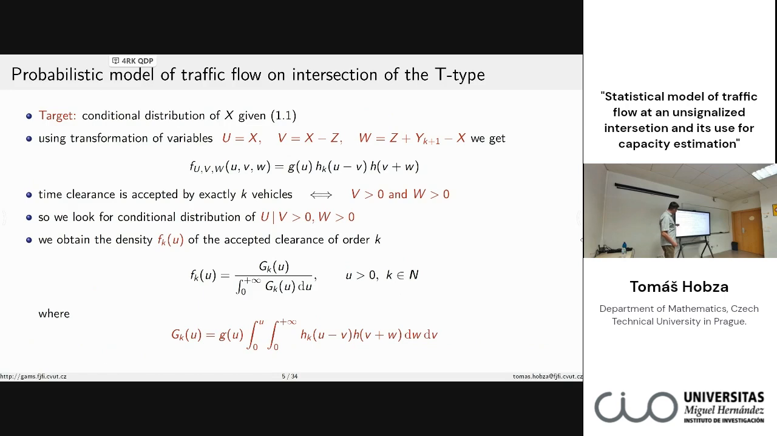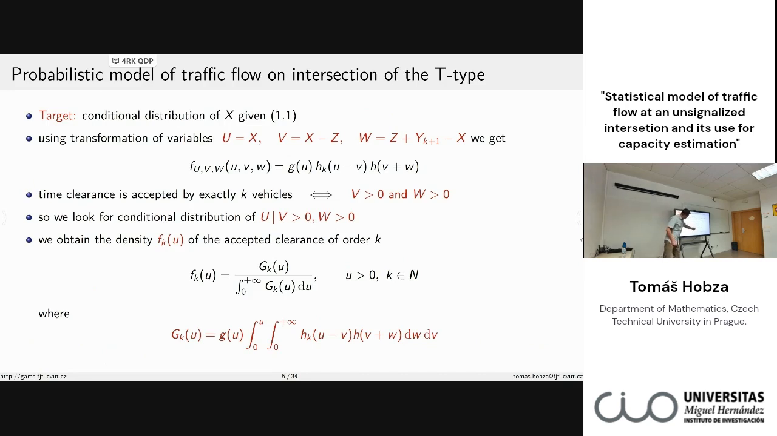And now, in fact, we are looking for the conditional distribution of U given this condition, so the distribution of the clearance if it was accepted by exactly K vehicles. And now the situation is clear. We would like to calculate the conditional density, but we have the joint one, so this is just some calculus. And if we do it, we arrive at this formula: the density of clearances accepted by exactly K vehicles can be written like this, some normalization constant, and this is the function G. As you can see, this is some multiple integral, and this is a convolution of K densities, so it's quite a complicated thing. But, for example, if we assume both distributions gamma, we are able to derive the explicit formula, so it can be calculated in the end.